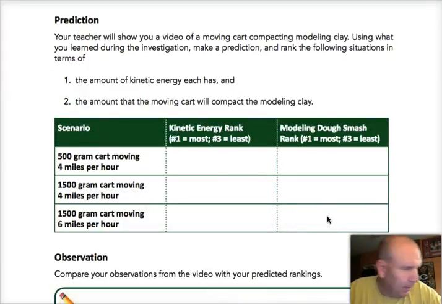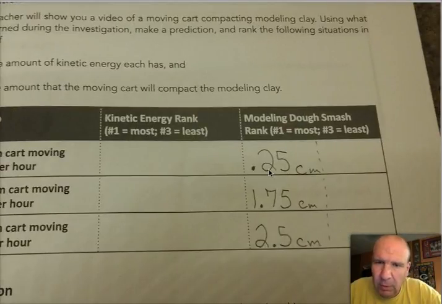So when we look at the data, you should have had 0.25 centimeters, 1.75, and 2.75 or 2.5 centimeters of squish. Now, your data may look something similar to this. So I recorded the 0.25, I recorded the 1.75 and 2.5. Now what I want you to do right here is actually rank them according to the most, the second most, and the least according to the actual data.